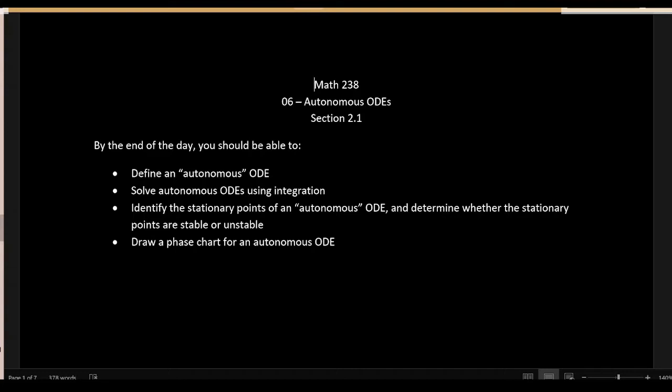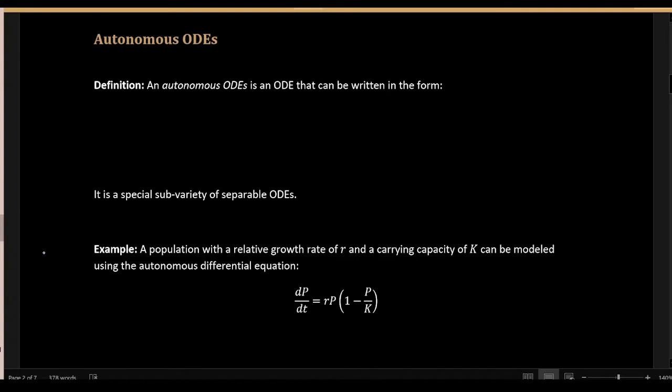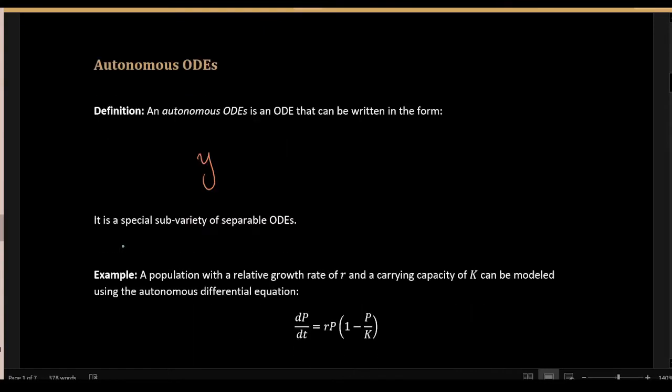So today we're going to define an autonomous ODE, and then we're going to solve autonomous ODEs using integration. Then we're going to look at a visual representation of an autonomous ODE, which is called a phase chart. An autonomous ODE is a special variety of separable ODE, one that can be written in the form y prime equals a function of y only. So what's interesting about autonomous ODEs is that the differential equation doesn't actually contain any instances of the independent variable x or t or whatever you're using.